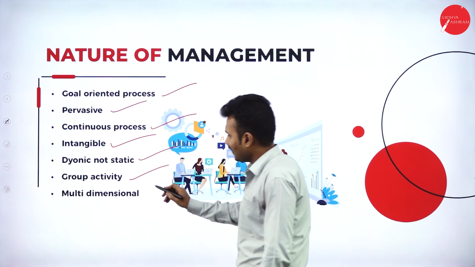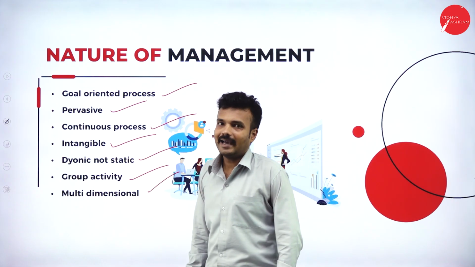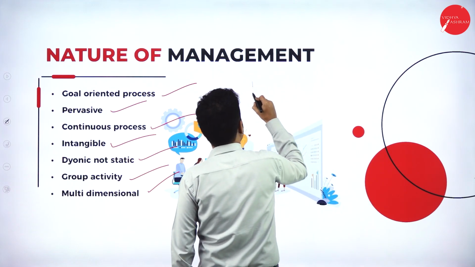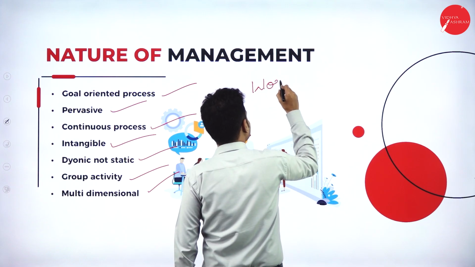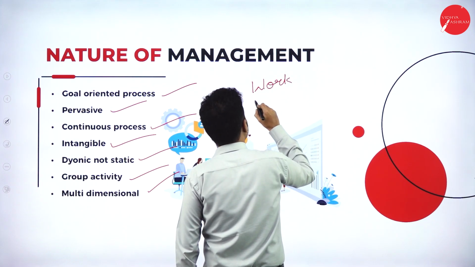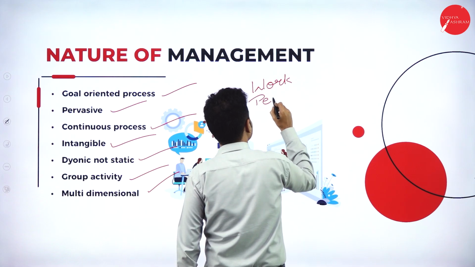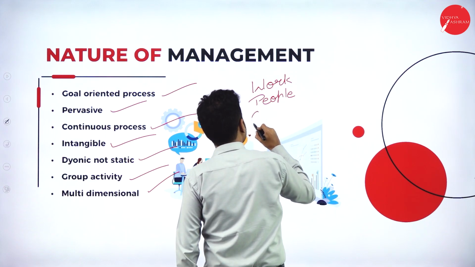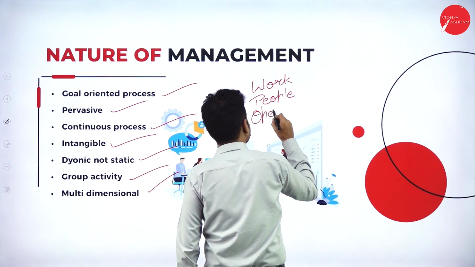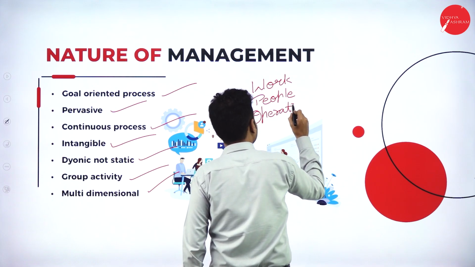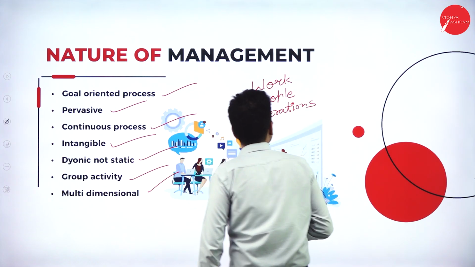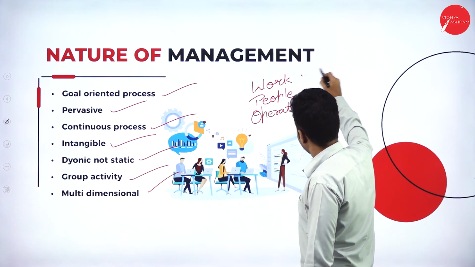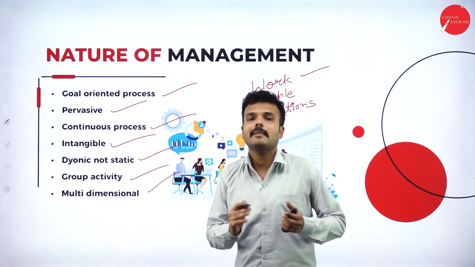The next one is management is multidimensional. So as we know, there are three dimensions of management, that is management of work, management of people, and management of operations. So there are three dimensions of the management. The first one is the management of work. So how are we going to manage the work?